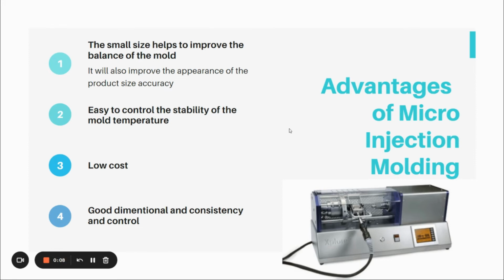Alright, so for today I will explain about the advantages and disadvantages of micro injection molding. The first one, the advantages. The small size helps to improve the balance of the mold, where it also improves the product's size accuracy. Next, it's easy to control the stability of the mold temperature. It also has a low cost for high volume production. Next, it has good dimensional consistency and control.